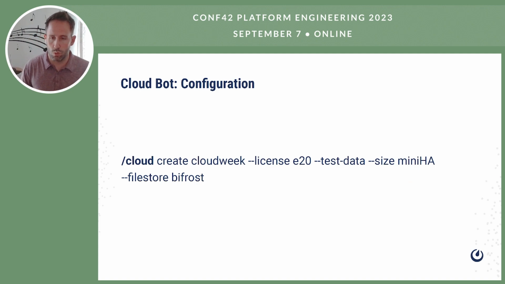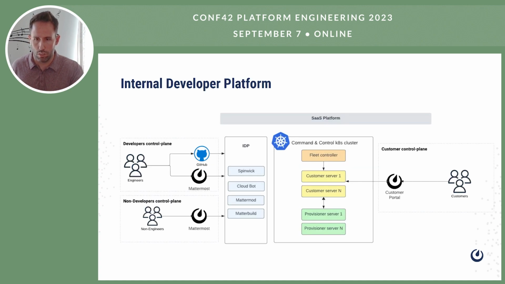We also wanted to offer the capability to configure and compose your own environment. So we can do a couple of things with slash cloud. We're creating another one, which is called CloudWeek, and it has a specific license. It can generate some test data. It uses a specific size in terms of resources for high availability and a specific file. This gives the support team, for example, or the sales team, or the DevRel team, the ability to create different kinds of environments based on the usage they want to make and the use cases they have in their scenarios, right?